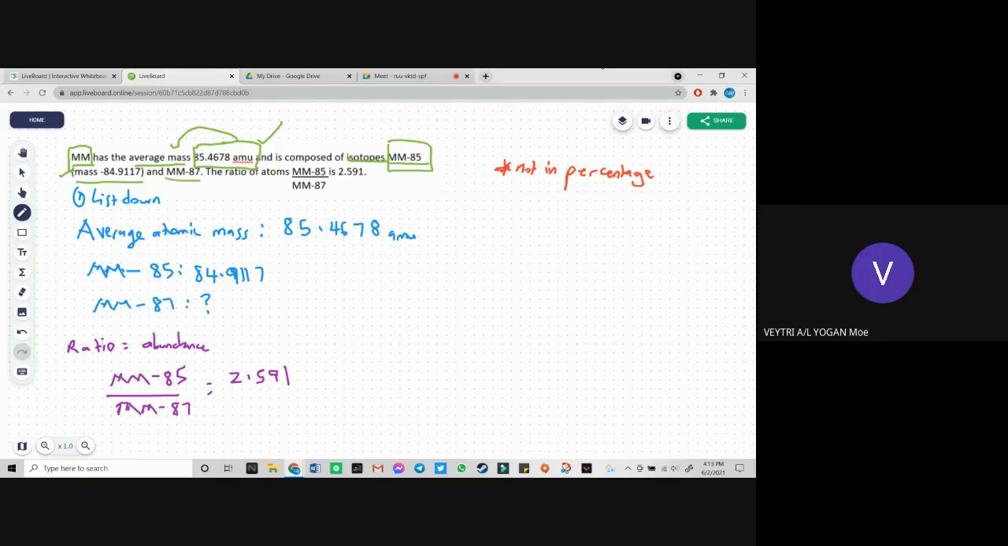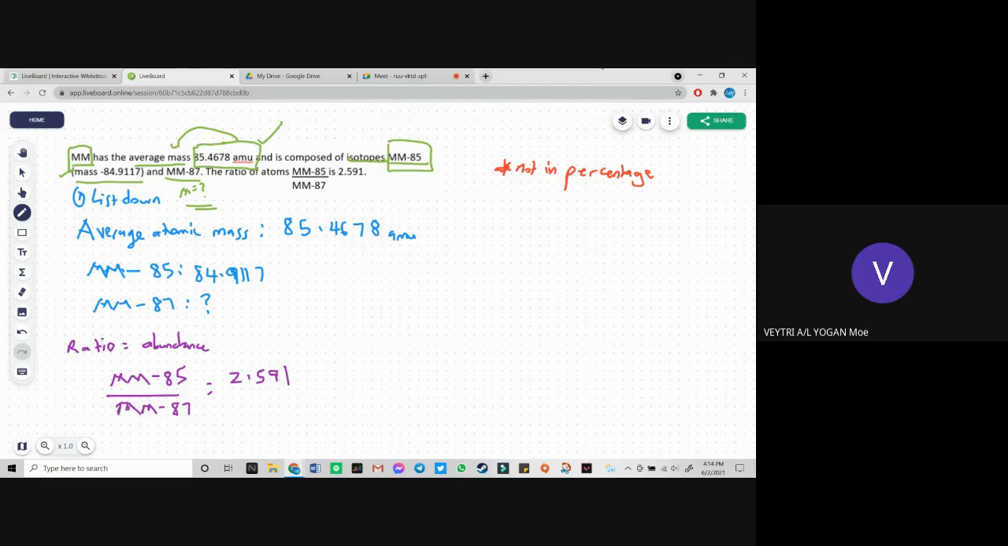Next, MM87. Isotop yang kedua untuk MM. Tapi ada mass ke sebelah ni? Tidak. So, you don't have the mass over here. The moment you don't have the mass, you have to know very well, okay, I think the question is going to ask me to find the mass of MM87. MM87 adalah salah satu isotop kepada MM.